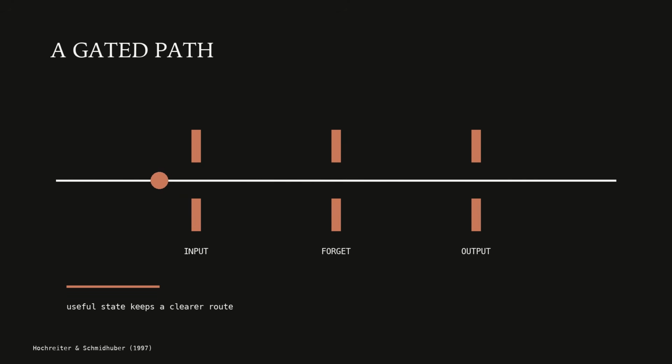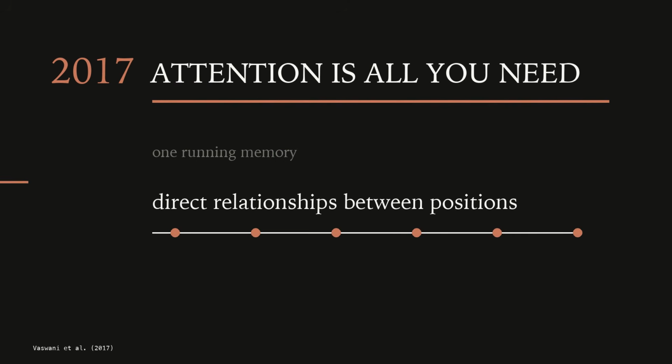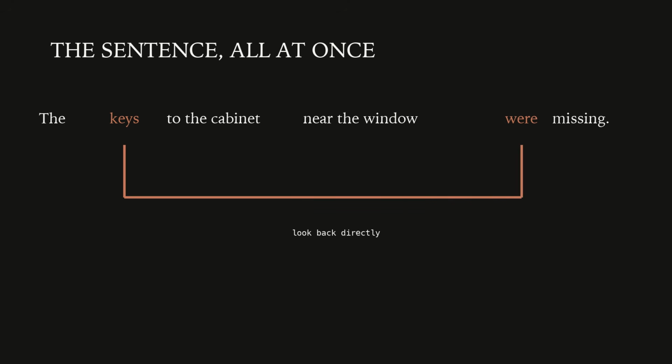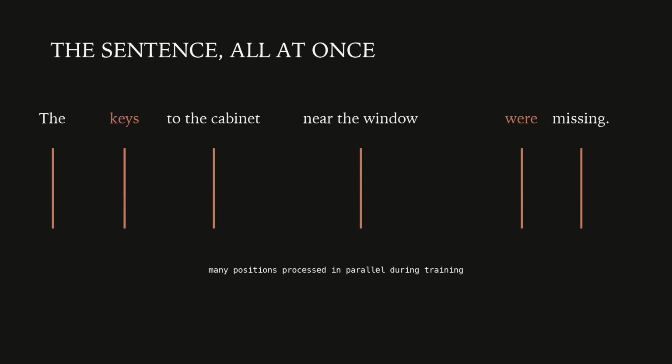LSTMs improved this with gates that help the network keep useful information for longer. But the model still had to read the text one word at a time. Transformers took a different approach. Instead of carrying one running memory through the sentence, they could look back at earlier words directly. A word near the end could connect to one near the beginning. This helped with long-range connections. It also allowed many words to be processed in parallel during training.